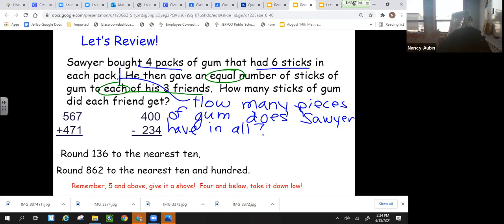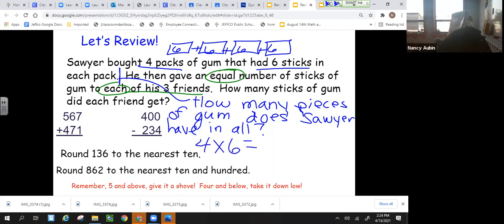So I'm going to pull out of the can. Haley Booker, what is our first step? How am I going to find out the number of sticks of gum Sawyer has? You have to do 4 times 6. Here's my packs of gum, right? You can picture them at King Soopers. There's 6 in each. That's repeated addition, or we call that multiplication. What is 4 times 6? 24. And now what am I going to do?